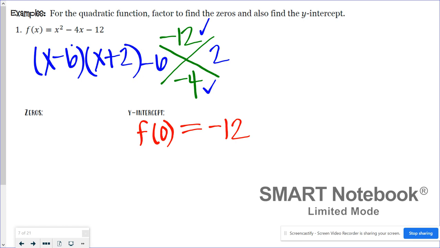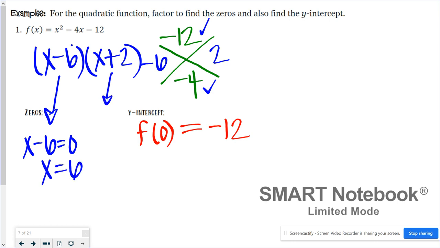When it comes to my zeros, I can do this mentally: take each factor, set it equal to 0, and solve. If I take x minus 6, in my head I'm going x minus 6 equals 0 and solving this. I get that x is equal to 6. If I do the same thing with x plus 2, I create the equation x plus 2 equals 0, and I solve it, I get that x is -2.